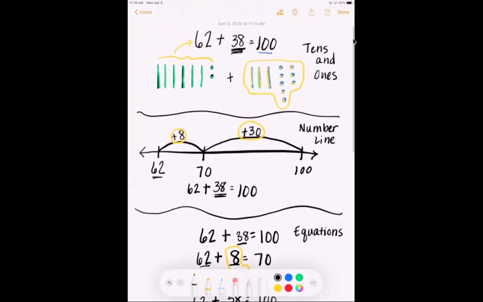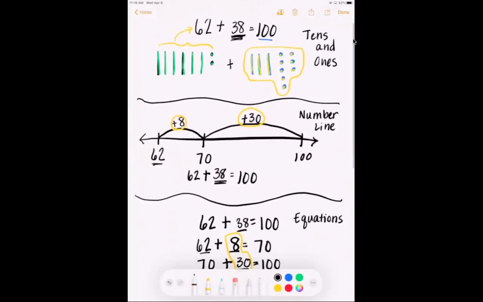Hopefully one of these makes sense for you, and know that you can always use this for any problem, not just problems that are equaling 100. Anytime you have a missing addend and you don't know what to do to find out, these are 3 really great strategies. I hope that you have a lot of success today working on your missing addends to 100. Good luck, second grade.